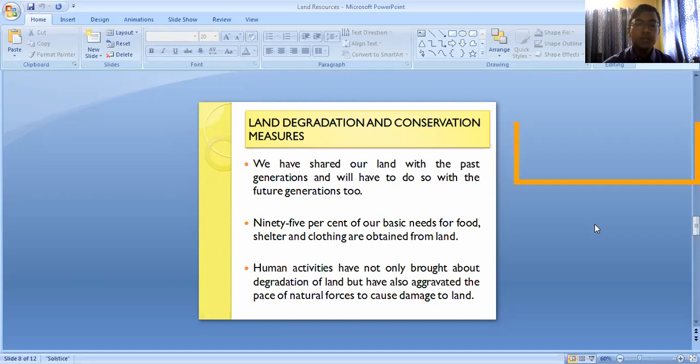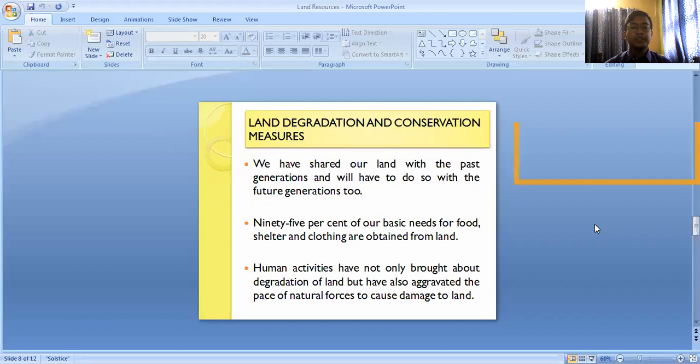Okay, so human beings are directly and indirectly responsible for land degradation. We human beings are directly causing land degradation by dumping waste products and by using excessive chemical fertilizers. Indirectly, there are many human activities which cause the natural forces to act faster. So when the natural forces act faster and with more energy, the land gets degraded. That means the land gets damaged.